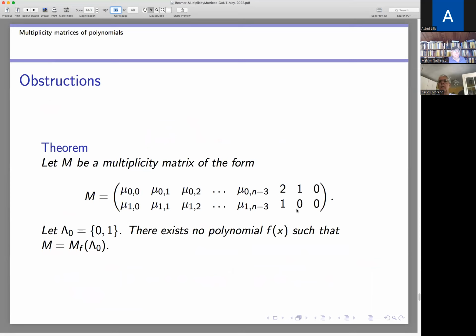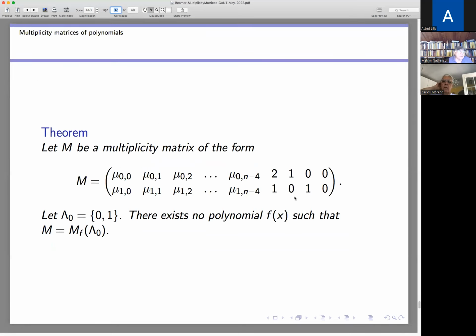Let's see. So this is a multiplicity matrix of this form. So this is not the multiplicity matrix. This is not a multiplicity matrix. I'm not sure I even wrote this because here the column sum is 3 and it can be at most 2.